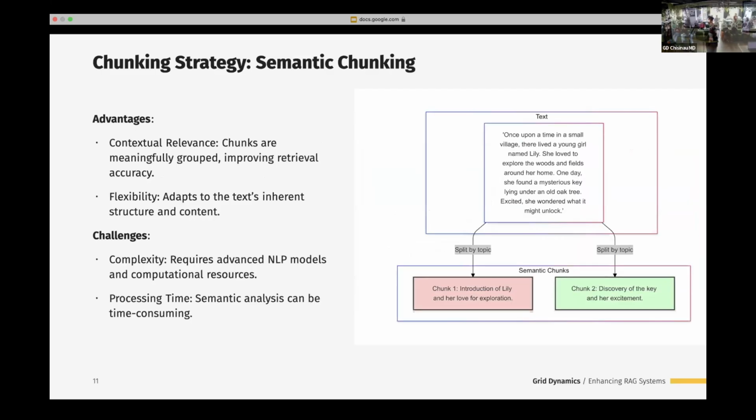Now, the next method is semantic chunking. So what is semantic chunking? This basically uses a model that can split our document by the same topics or the same semantics. The disadvantage is that we need to use a very advanced NLP model that can find these topics. In the example, we have two topics: first, the introduction of Lily, and second, the discovery of a key. So the same text is split by two different topics. The advantage is that it preserves the semantic meaning, so it's very good at this. The problem is that it's time consuming and needs an advanced NLP model.